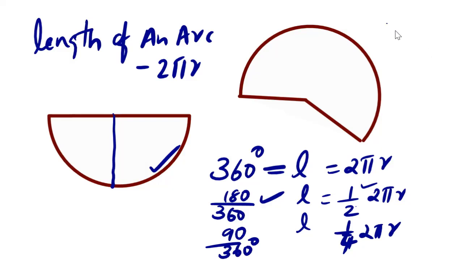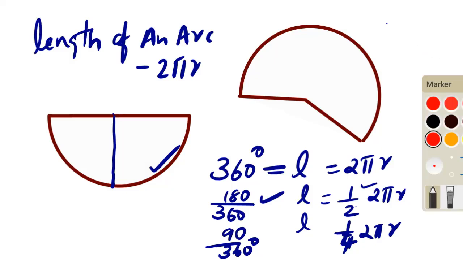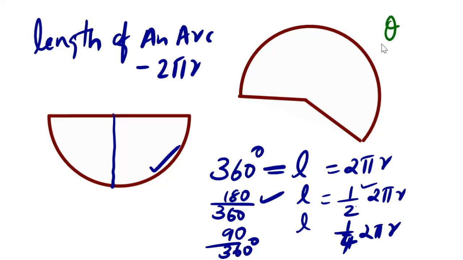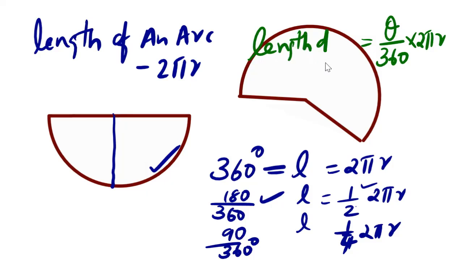Theta upon 360 into 2 pi r will be the length of an arc. So there is a close relationship between the formula of area of a sector and length of an arc. Theta upon 360 into 2 pi r.